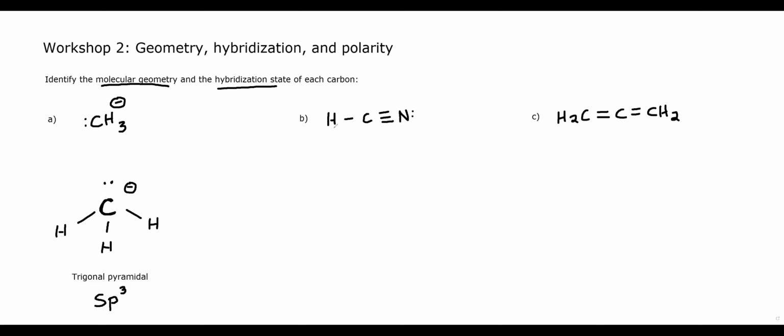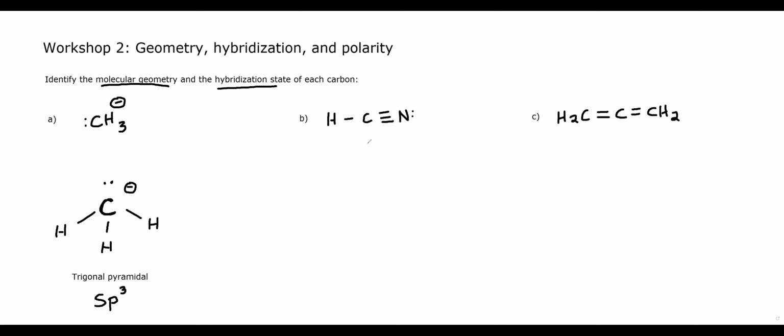For the second question here, we have HCN, hydrogen cyanide. We have a central carbon that's triple bonded to nitrogen and single bonded to a hydrogen. So what's the molecular geometry here? Well, the molecule's already drawn out. We have a triple bond, carbon with a triple bond and a single bond. So this central carbon is connected to two things. Those two things will spread out as much as possible.